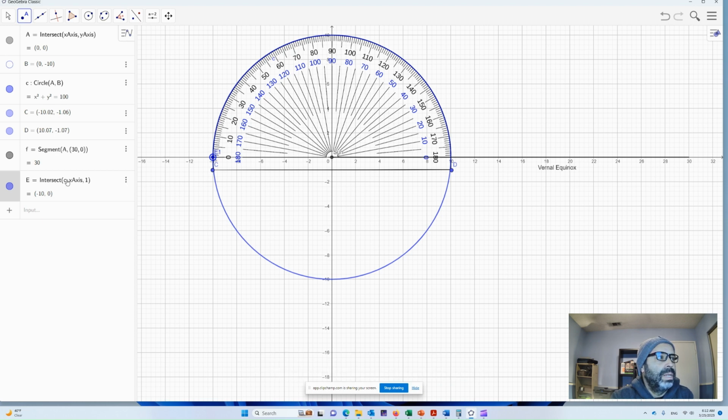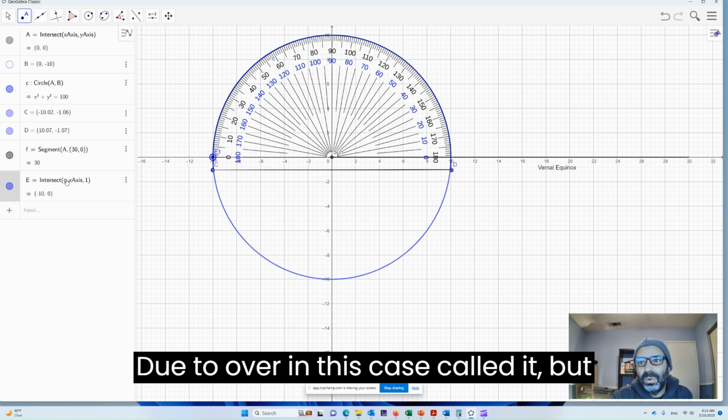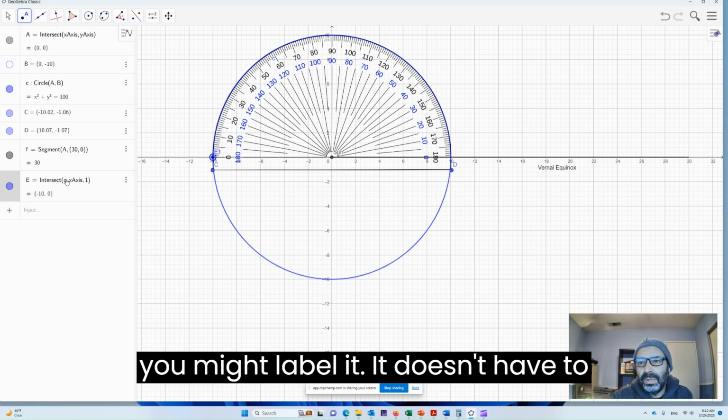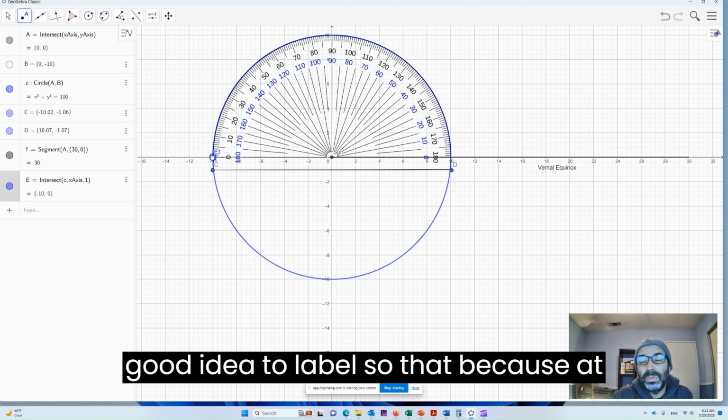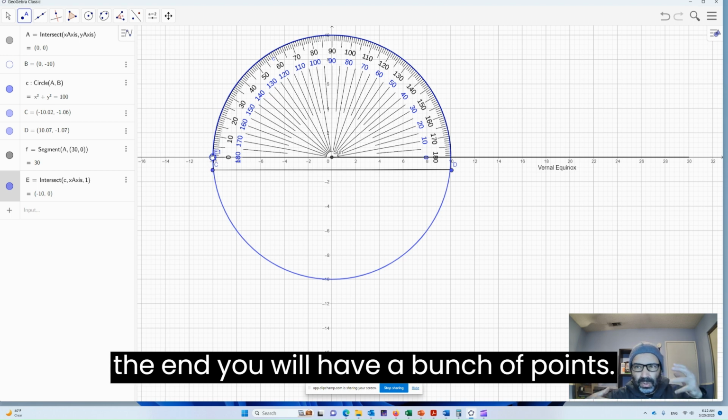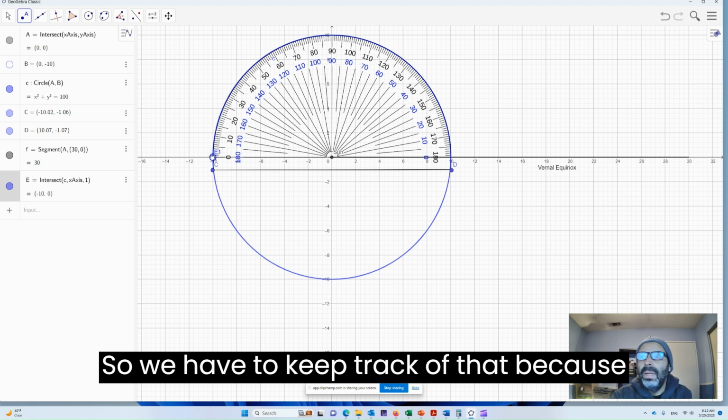That's how GeoGebra in this case called it. But you might label it. It doesn't have to be labeled for your case, but it's a good idea to label it, because at the end you will have a bunch of points. So you have to keep track of that.